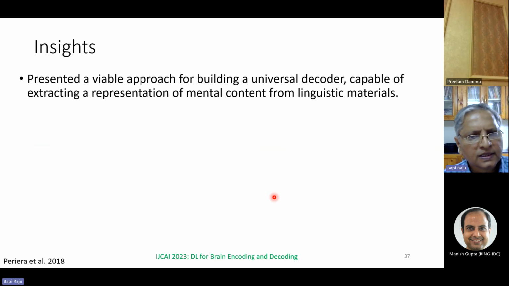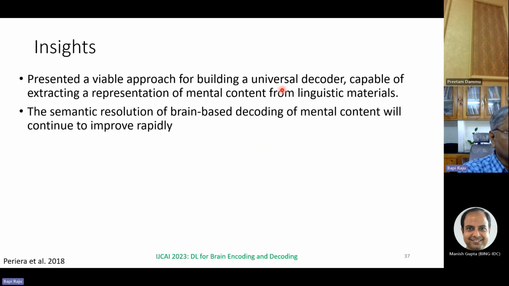And so this seems to be a consistent pattern across all these participants. So the insight gathered from this first study, which I have selected for this tutorial, is that it presents a viable approach for what is labeled as a universal decoder of these concepts, capable of extracting a representation of the mental content from the linguistic material.